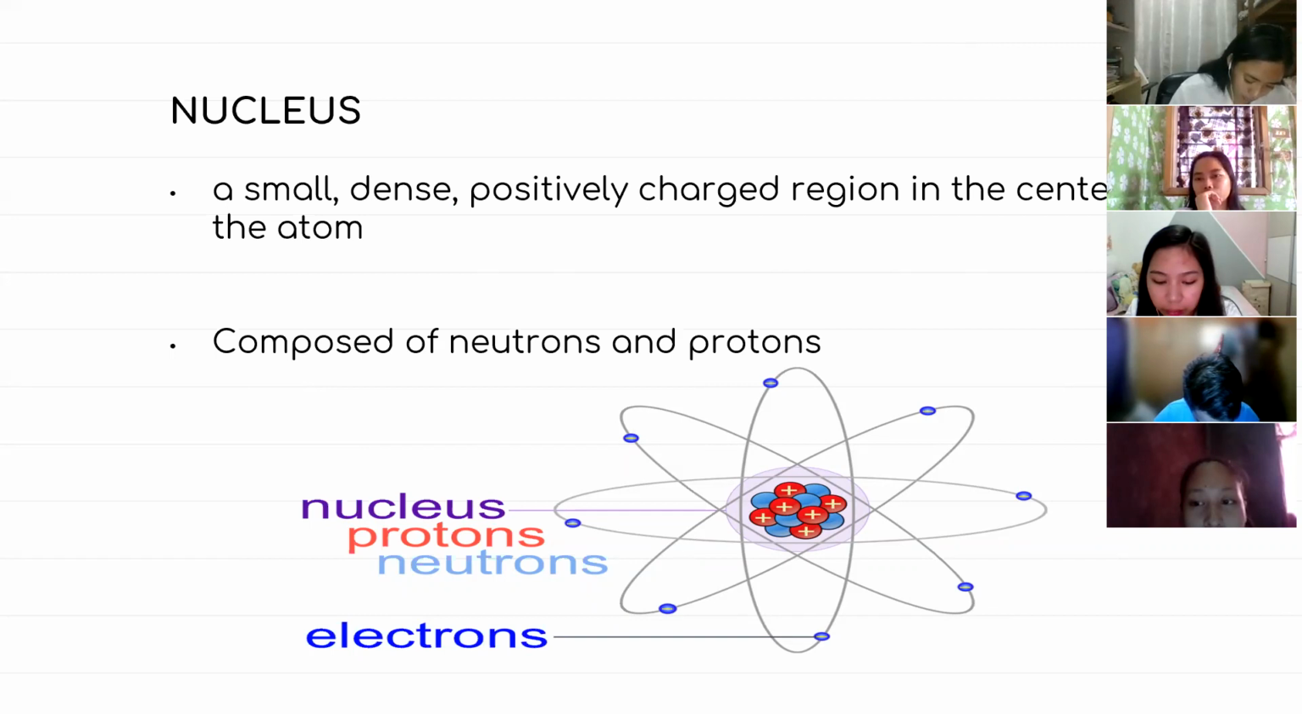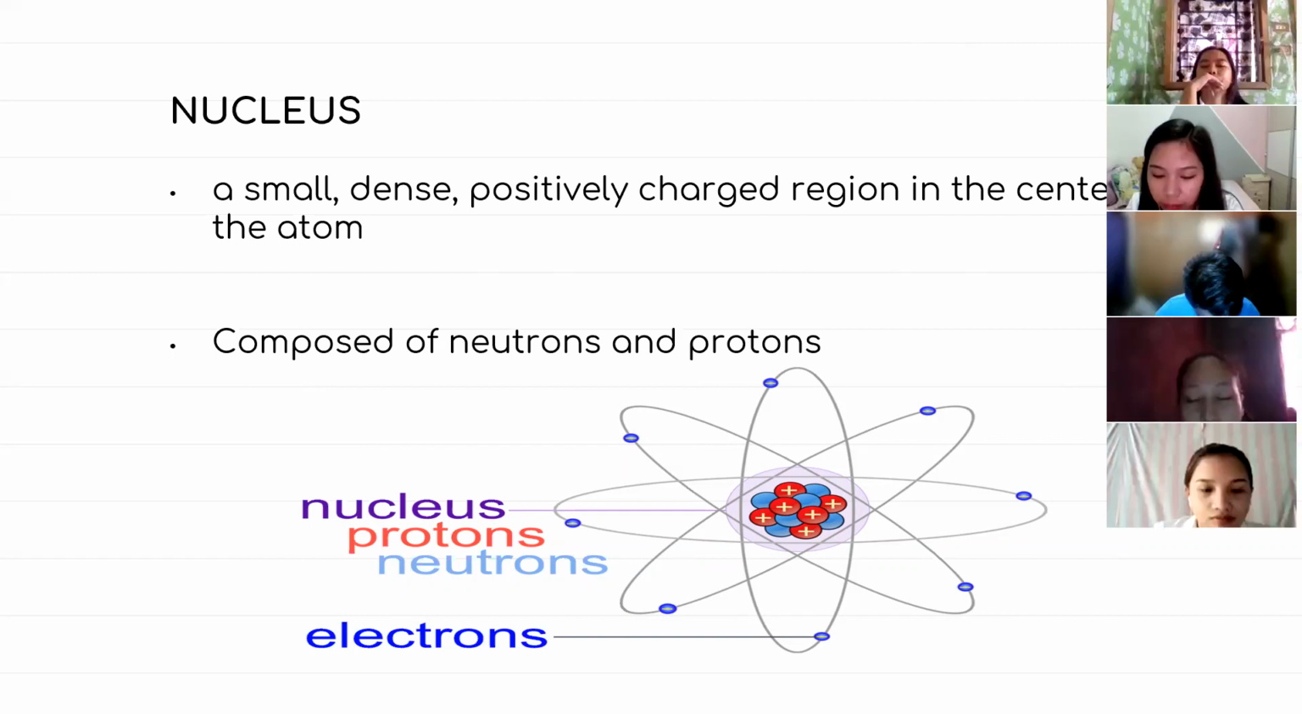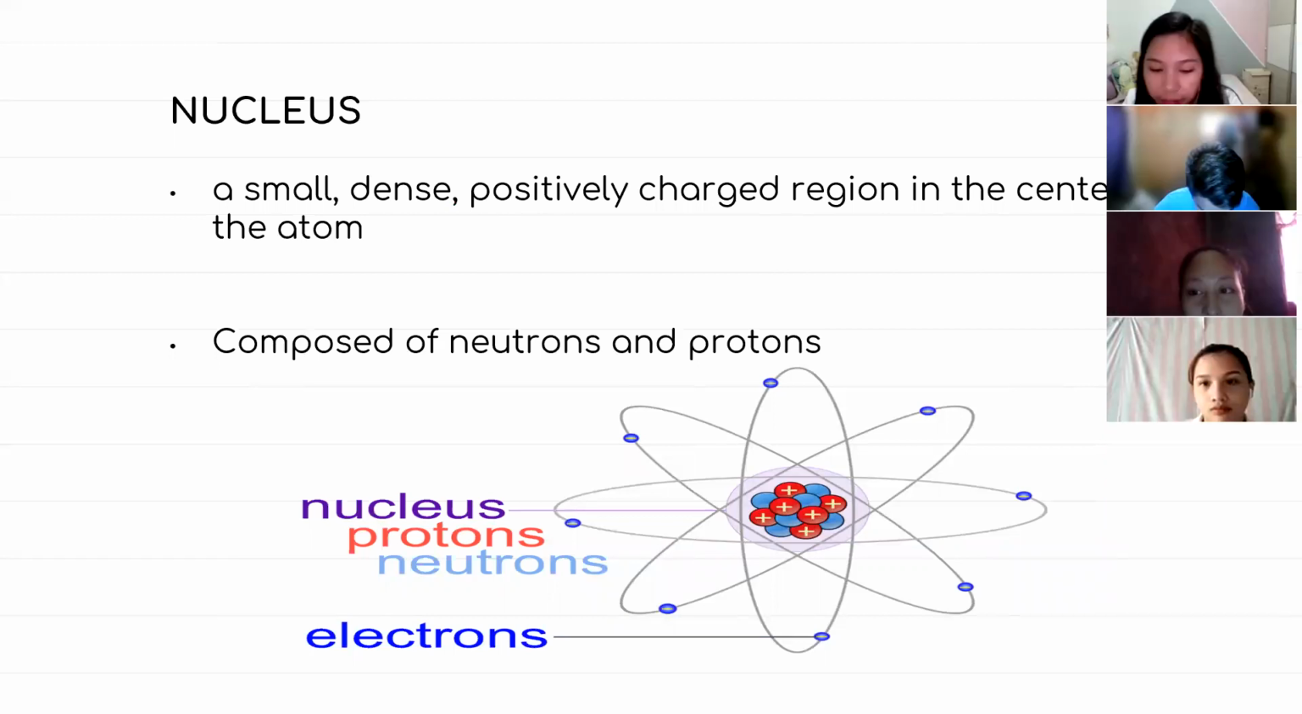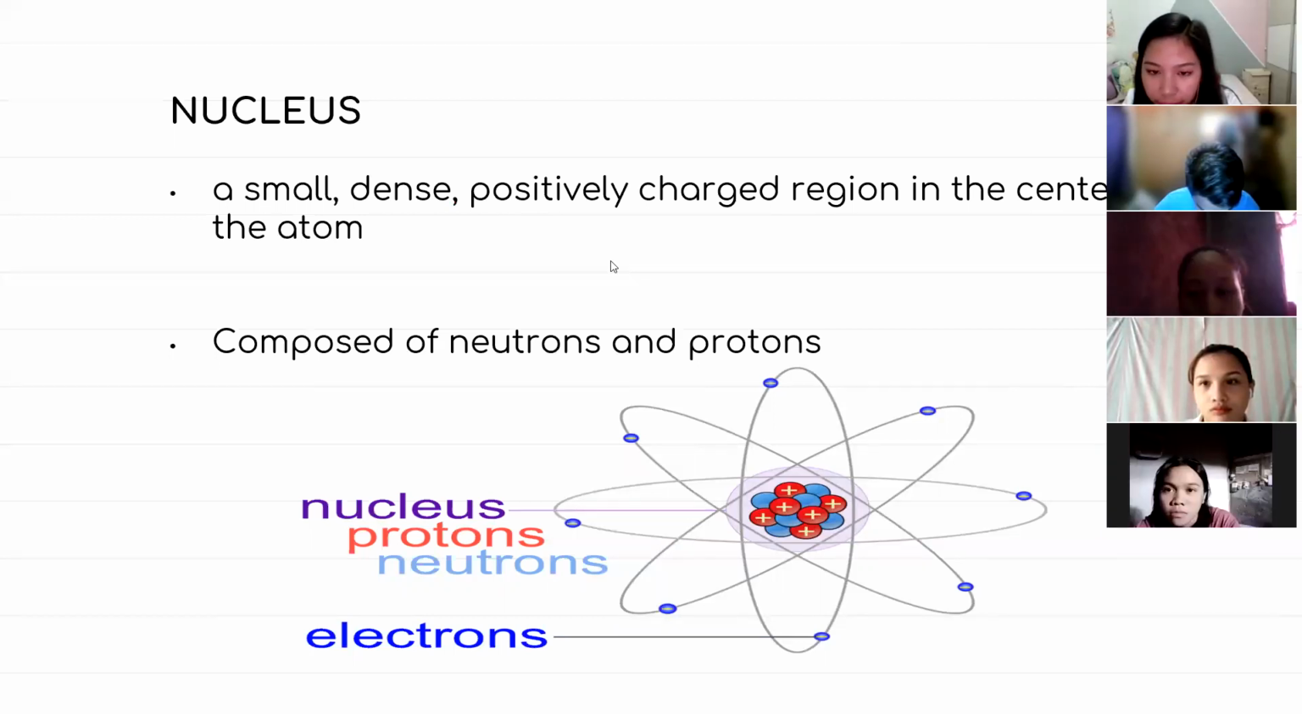And then outside the nucleus, the nucleus is actually surrounded by the negatively charged particles, our electrons, that are constantly moving. The electrons are moving, class. So we have the electron shells for that. There we can see the electrons.